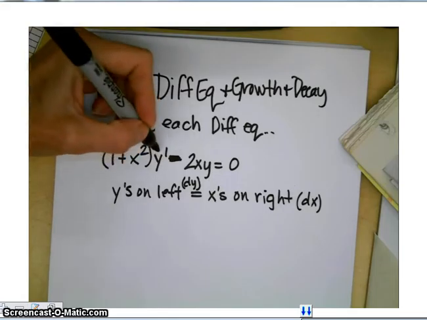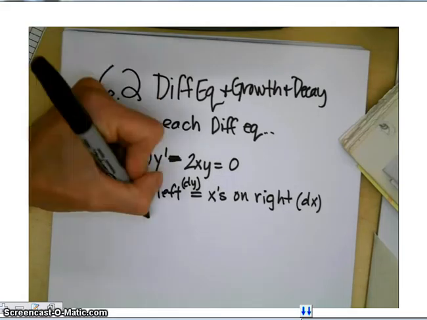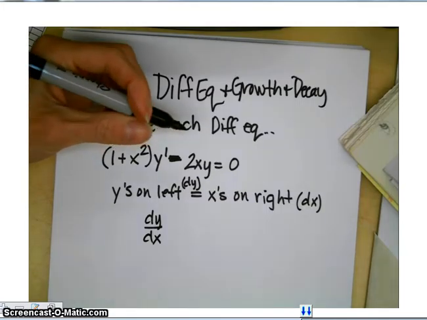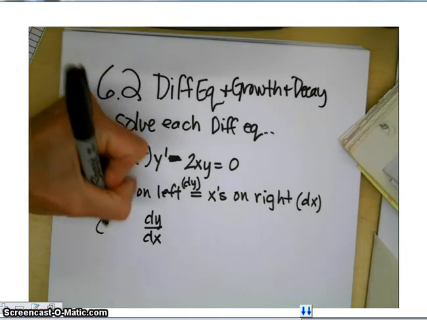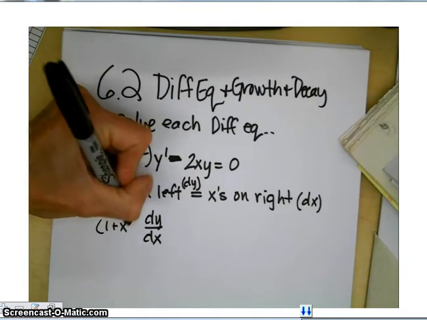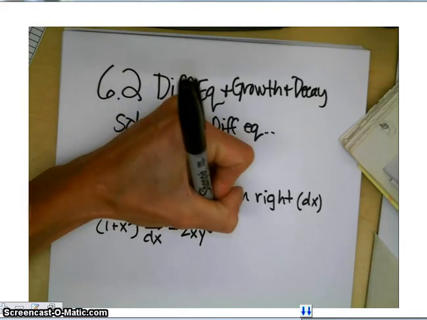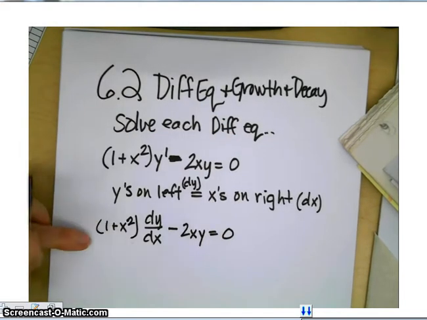So the y prime, if you remember, that's actually dy over dx. That's going to take care of the dy and dx at the end of each of them. And so I'm just going to rewrite this like that right now. So far everything's over here. So I need to move all the y's on one side, x's on the other. All right, so any ideas of what I could do here to do that?